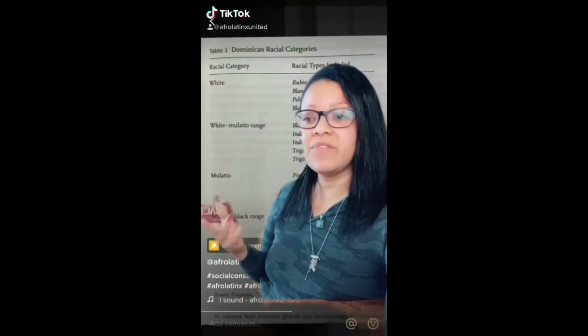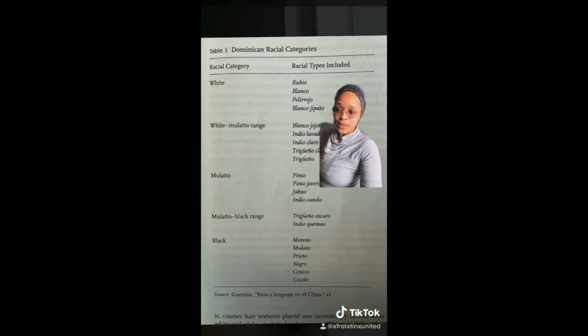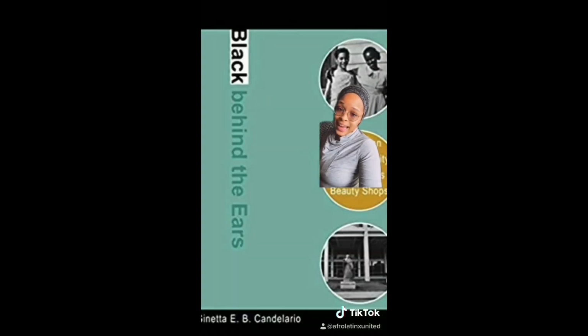Now, I also used some resources from a book called Black Behind the Ears, a resource that was taken out of another resource, a research study done in the Dominican Republic, okay? So a lot of what was said in that video, it just doesn't make sense. So what part doesn't make sense? The fact that Dominican officials put on my brother's application that he was an Indio Claro? Or is it this chart that doesn't make sense? Because at no moment did I say that this is the national chart that is used on all documentation in the Dominican Republic. You can find this chart in this book. I highly recommend that you read it.